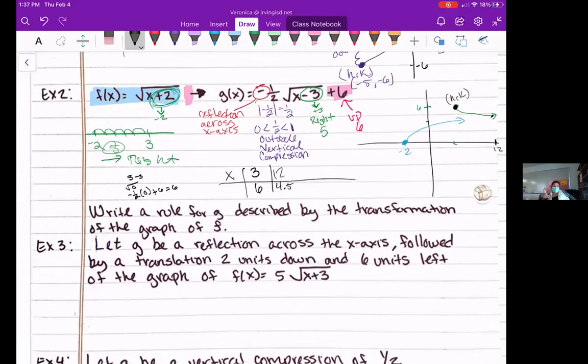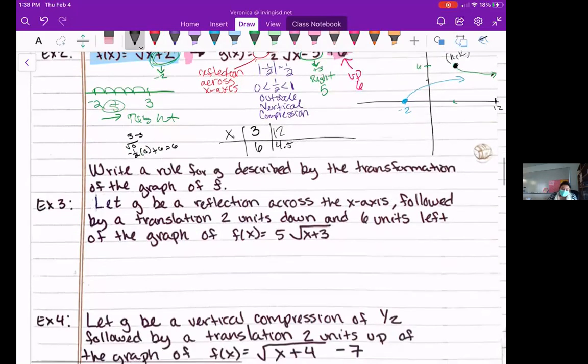Example 3, let g be a reflection across the x-axis followed by a translation 2 units down and 6 units left of the graph of f of x equals 5 times the square root of x plus 3. Okay, these look way harder than what they are. They're really not that hard. You just plug it in and simplify.